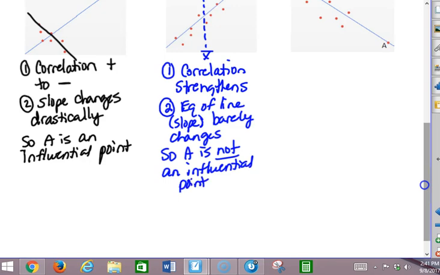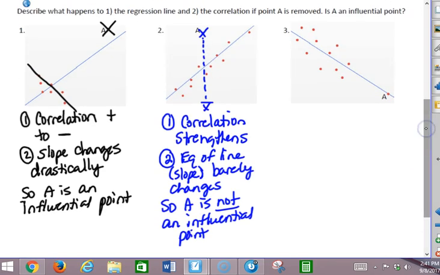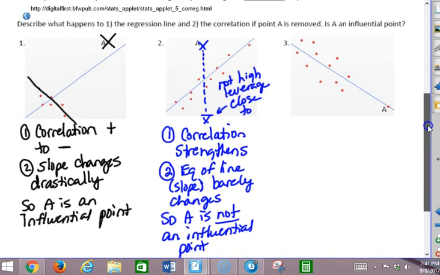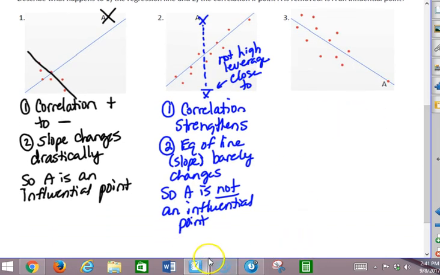Now the reason why is it is not high leverage. It's too close to the mean. It's close to x bar. All right, so it's close to the middle of the data in the x direction, so it's not an influential point. Doesn't change the slope of the line much. Okay, so let's look at number 3. Also, I just want to point it out, it does have a very large residual, but just having a large residual doesn't make it necessarily an influential point.